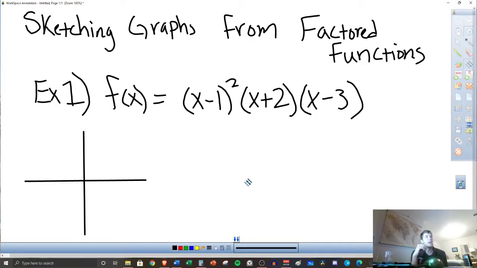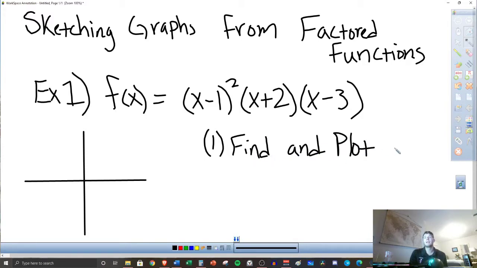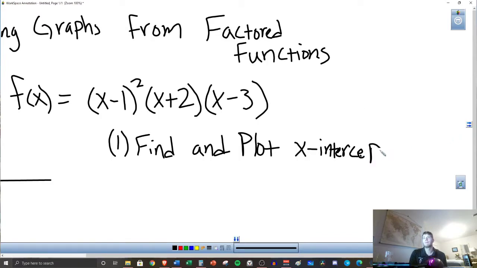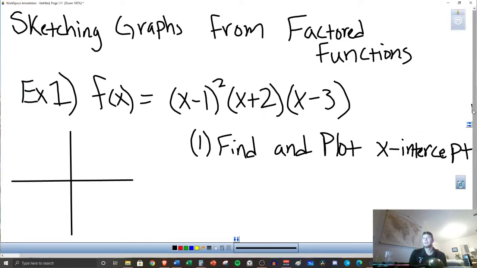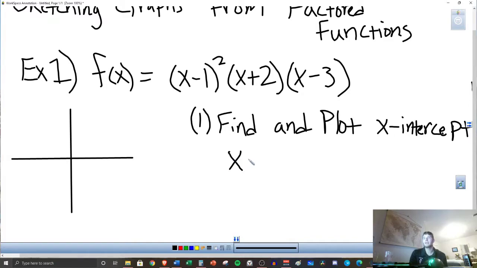You'll want to use these steps that I'm about to write down to help you with the DeltaMath and, of course, future problems when you're trying to sketch graphs or create functions in factored form. So let's write the first step. First step is find and plot x-intercepts. That's what we do first. Down below here, let's write x equals.